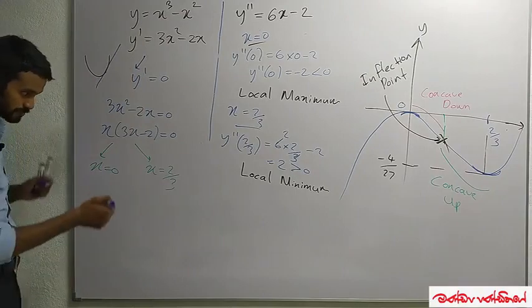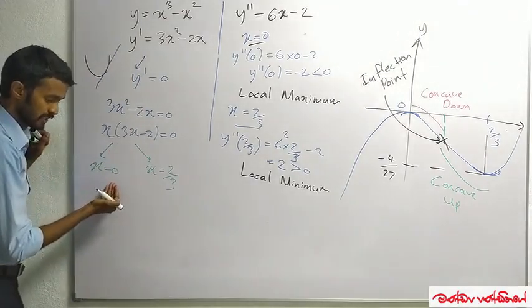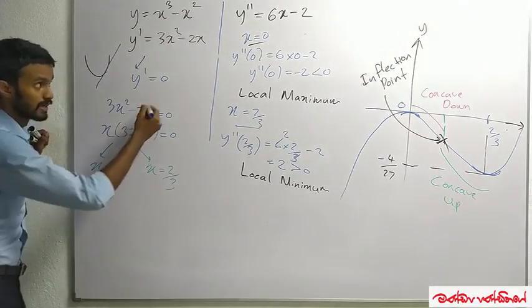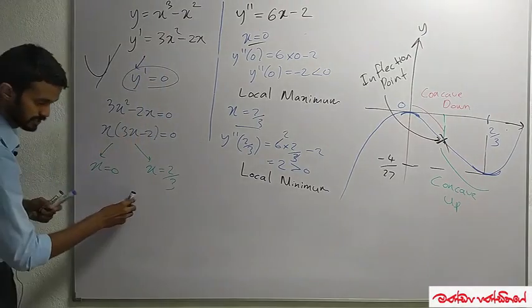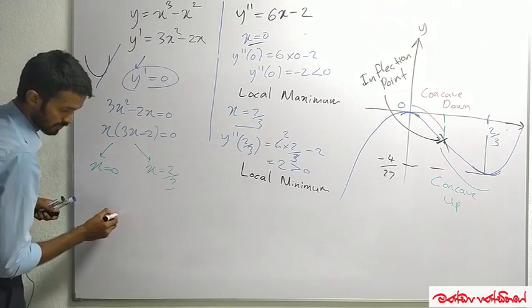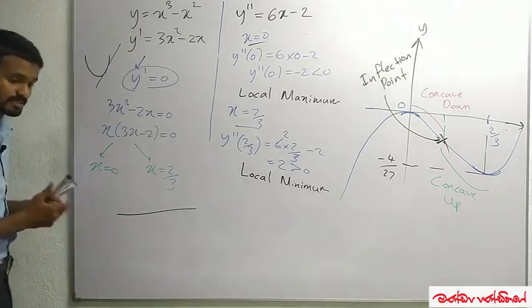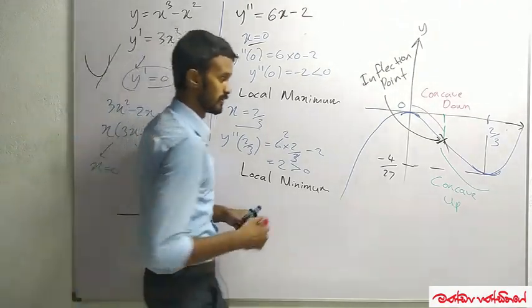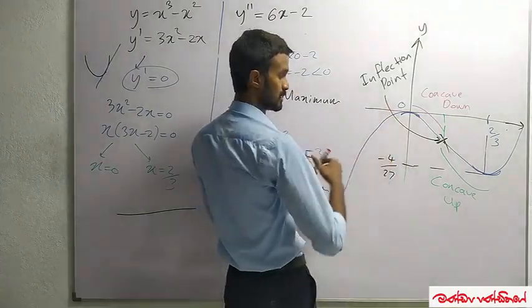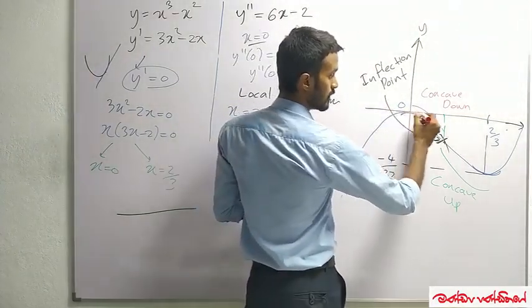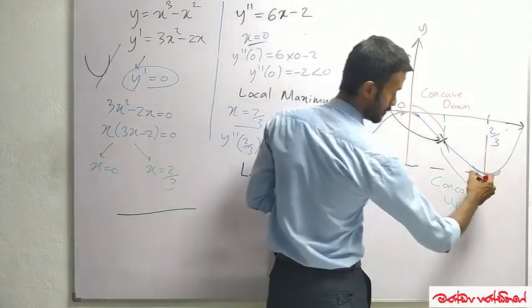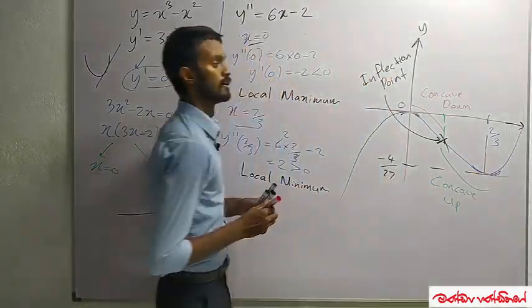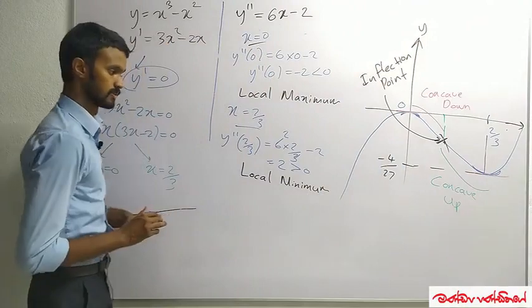So it is clear. Here we are considering that the gradient is equal to 0, which means it is a line parallel to the x-axis. So if it is a local maximum, the tangent is parallel to the x-axis. If it is a local minimum, the tangent is parallel to the x-axis.